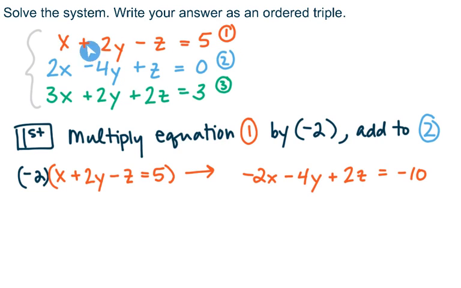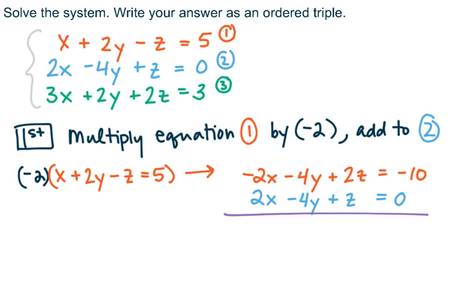Multiplying the first equation in red by negative 2 all the way through, that would give us negative 2x minus 4y plus 2z equals negative 10. Now I've gone ahead and written equation 2, my blue equation, below it, and now I'm going to add them together. So that's going to give me 0x. I have minus 8y plus 2 plus 1 is 3z equals negative 10.